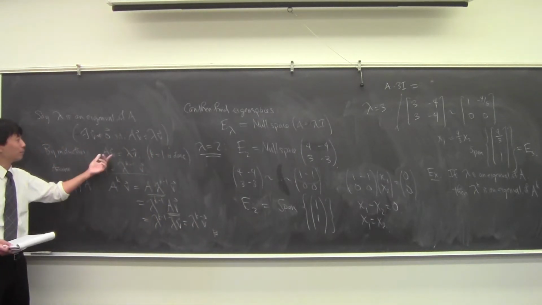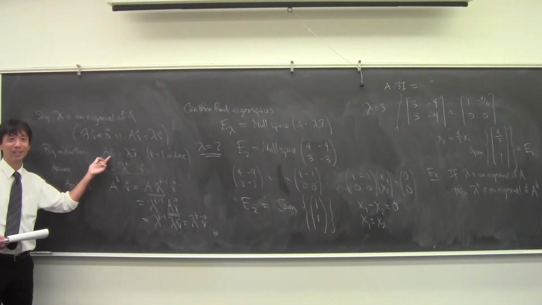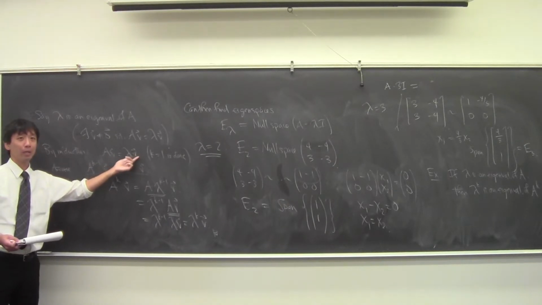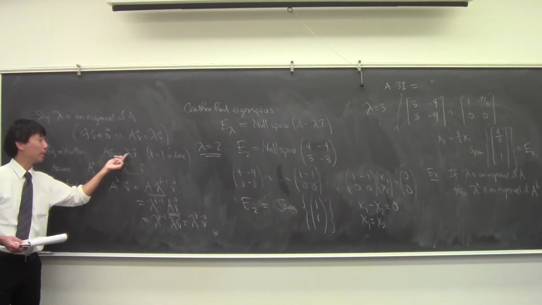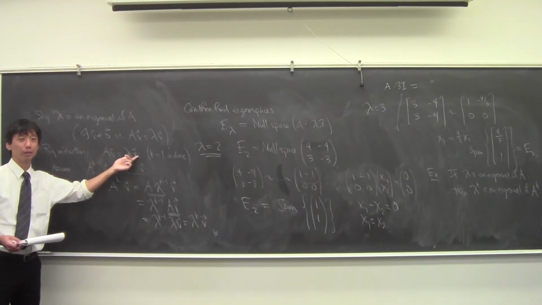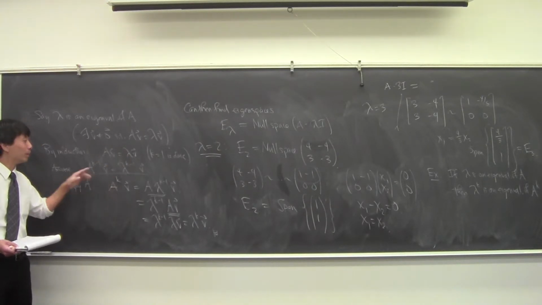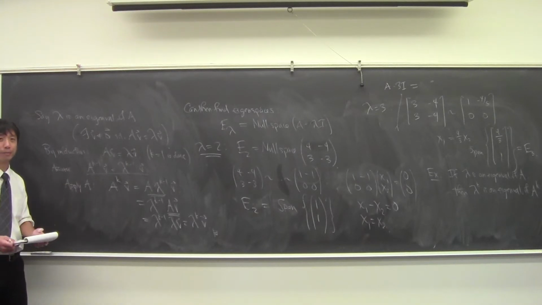Basically, it's noticing that you can just keep applying A. If this is true, then hit it with A again. You get A squared v equals A lambda v. You can pull the lambda out and get lambda Av. But lambda Av is lambda squared v. So you're done. You get the second case, and you just keep on applying A. But to do it properly, you'd use induction.